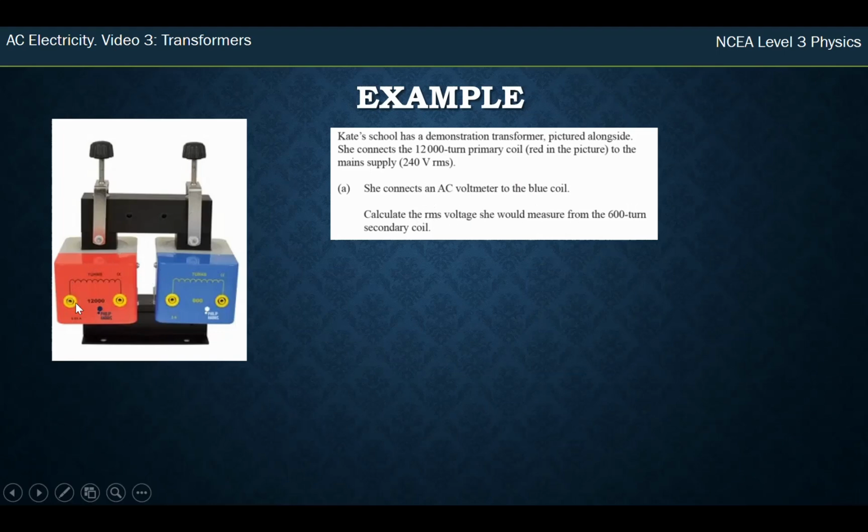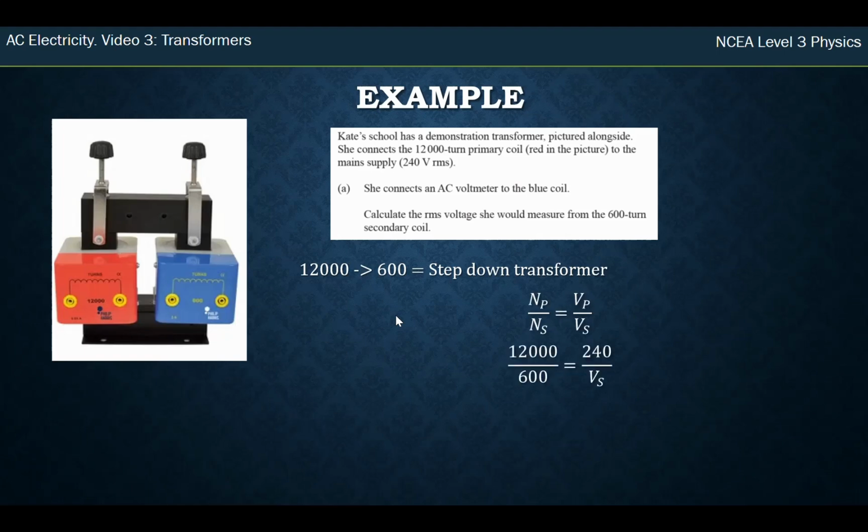So we're going from a high number of turns to a low number of turns. So this is going to be stepping down. Make sure we have that, and we're looking for the ratio between turns, and that'll give us the ratio between the voltages. So 12,000 is the input side, 600 turns on the output side, and that equals the same ratio of the voltages. So 12,000 over 600 is 20. That means we're going to be stepping down 20 times. So the secondary voltage is going to be 20 times smaller. Rearrange that formula and you get 12 volts as your output.